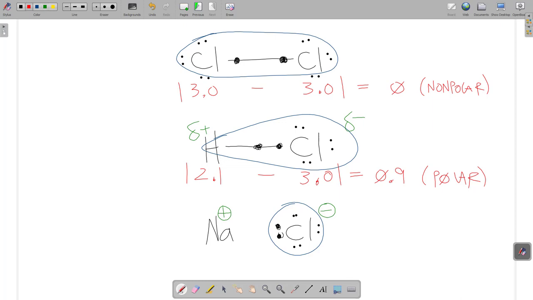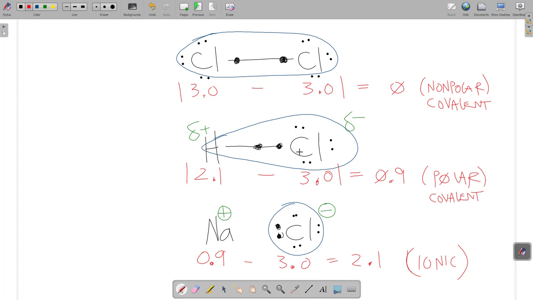So let's put these numbers down here. Remember, this one is 0.9. Cl, 3.0. So this is a difference of 2.1. And this kind of bond is called ionic. And these up here are both covalent. So what we've done is we now have two different kinds of covalent bonds. Before, I could say a bond is covalent. It's made of nonmetal. Cl, Cl, nonmetal, nonmetal, covalent. H and Cl, nonmetal, nonmetal, covalent.